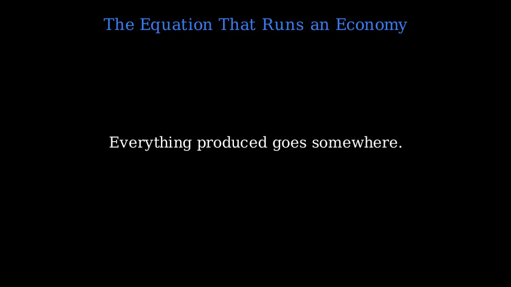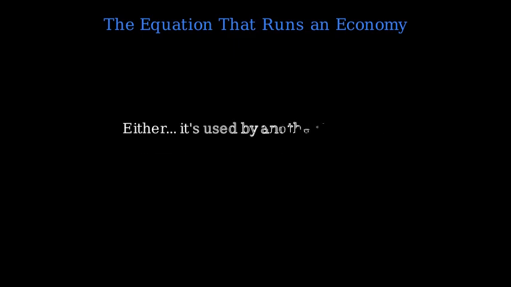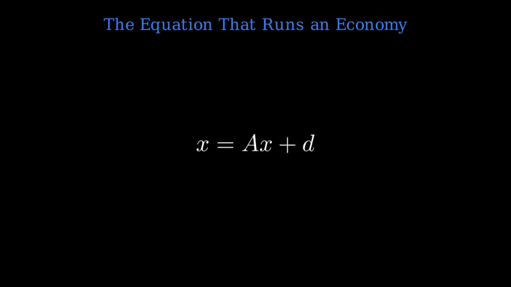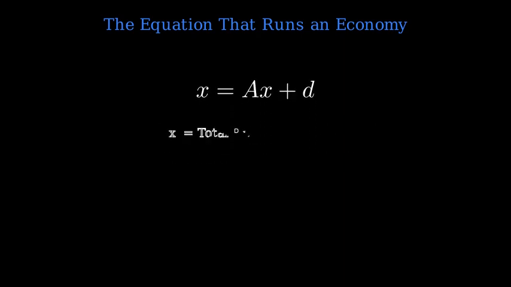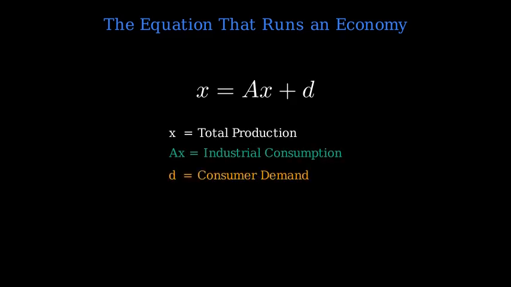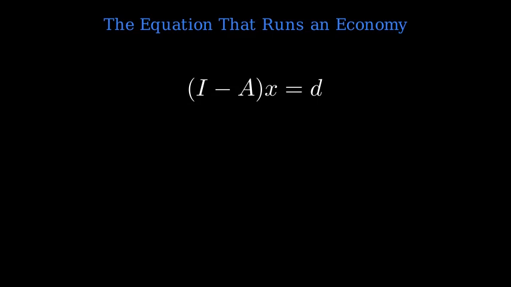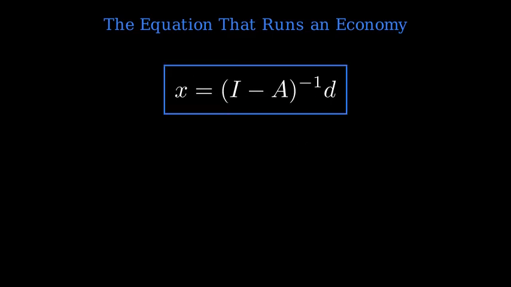Economists calculate this internal demand using matrix multiplication. That multiplication tells us exactly how much output industries consume from one another. Now comes the most important equation in the entire model. Everything an industry produces has only two possible destinations. Either it's used by another industry, or it's purchased by consumers. That idea leads to a beautiful equation. Total production equals industrial demand plus final demand.